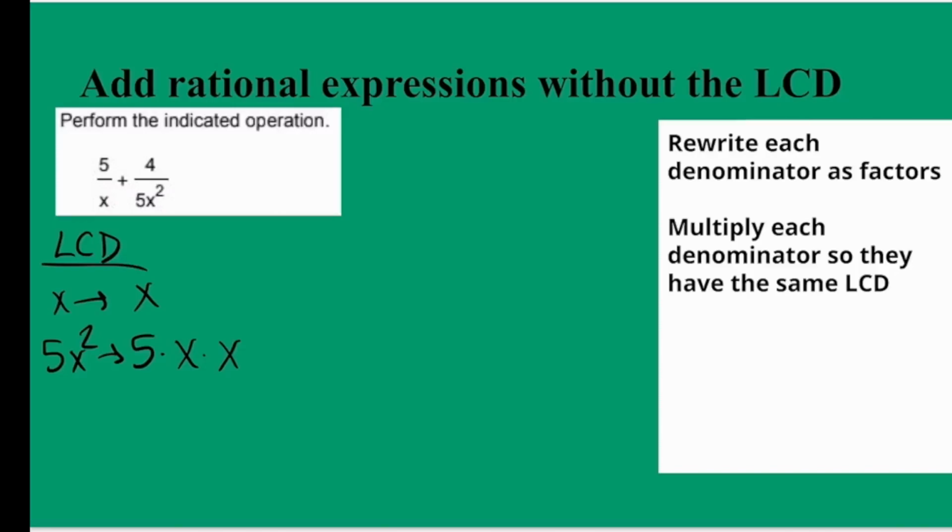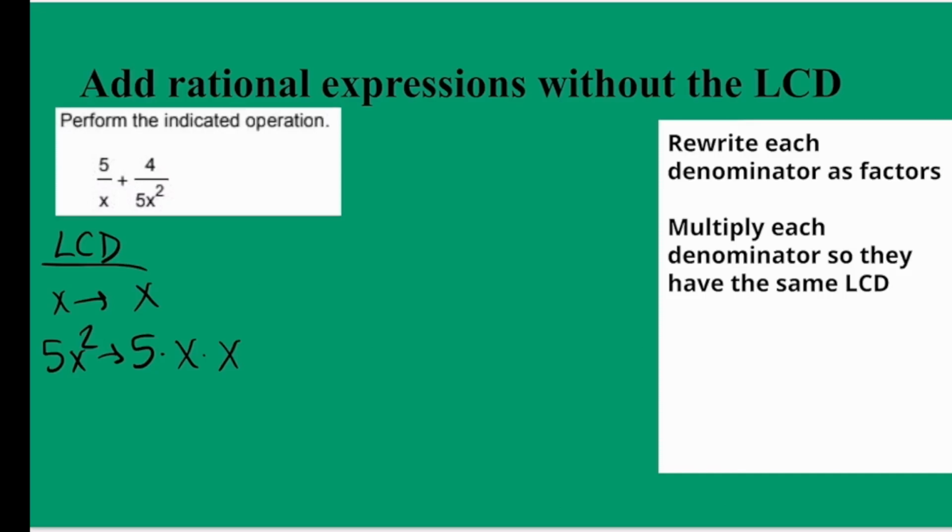Add rational expressions without the least common denominator. So this problem is addition, 5 over x plus 4 over 5x squared, and we're going to do the addition of these two rational expressions. So the first thing we need to do is find the least common denominator.